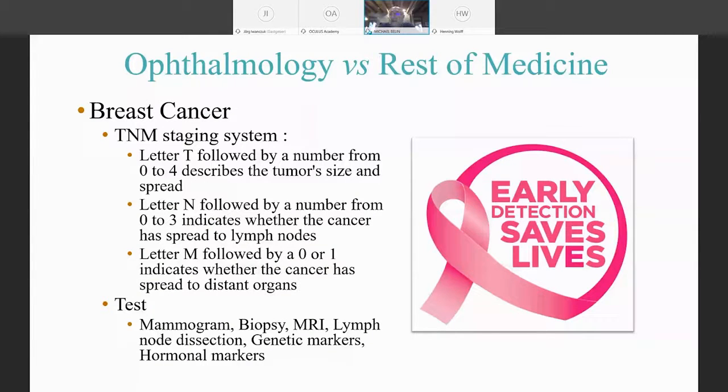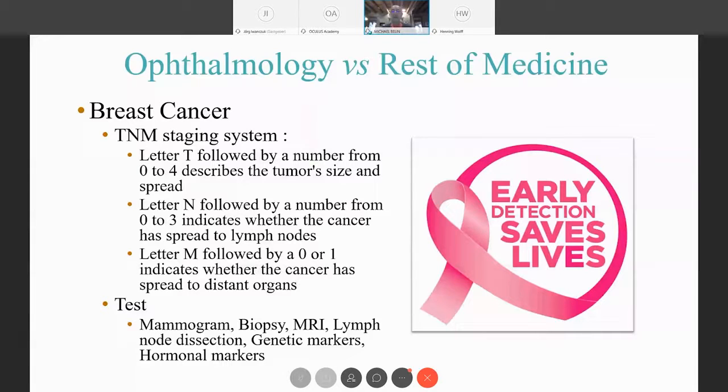I looked at our oncologists and how they stage disease. And I looked at breast cancer. And this may even, right now, be a couple of years old. They may even have a more detailed staging system. They have something called the TNM staging system. The letter T is followed by a number of 1 to 4. It describes the tumor size and the spread. N is followed by a number from 1 to 3 that indicates whether the cancer has spread to lymph nodes. And M is followed by a 0 or 1, indicates whether the cancer has spread to distant organs.